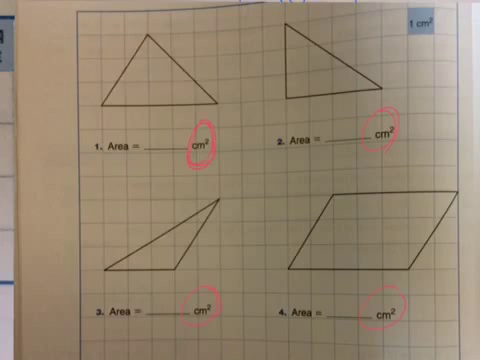Let's practice number 3 first together. I have a base of 1, 2, and 3. And then I have a height of 1, 2, and 3. So my equation will be area equals half my base, which is 3, times my height, which is 3. We'll check these tomorrow in class.